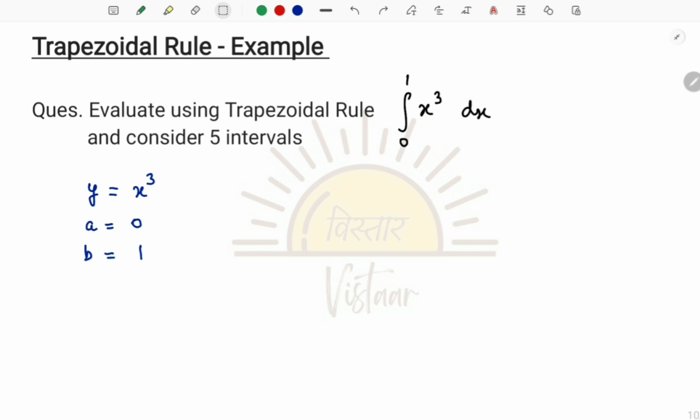Next, we have to calculate the value of h. From the Newton forward interpolation method, you know that h is equal to b minus a divided by n, where n is the number of intervals. So by putting the values of b, a and n to find the h, we will get h as 0.2.